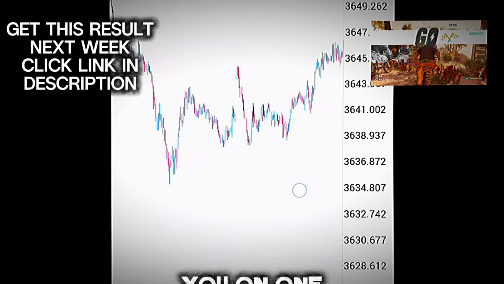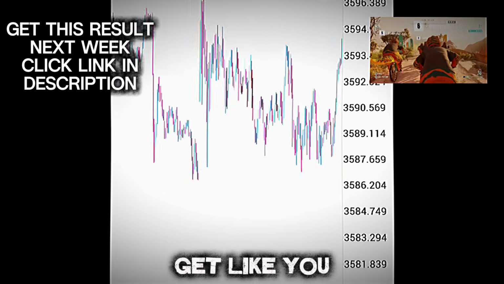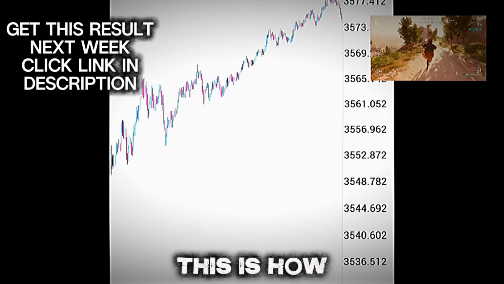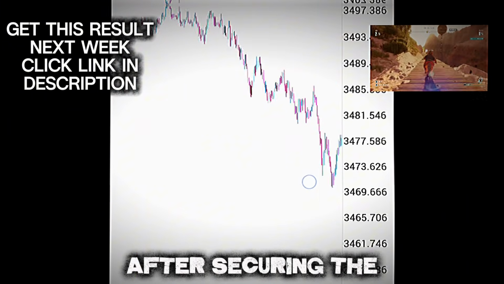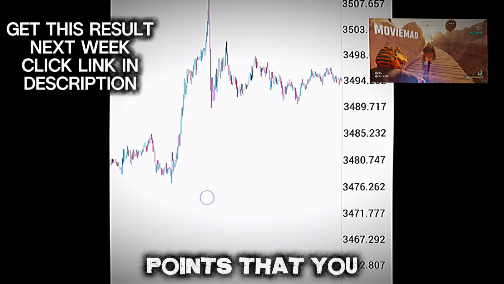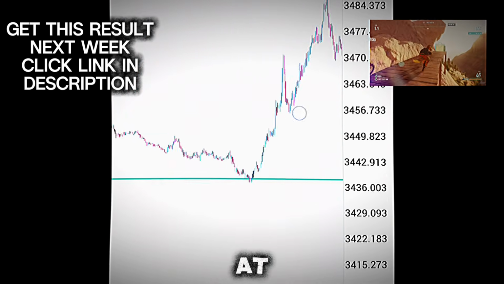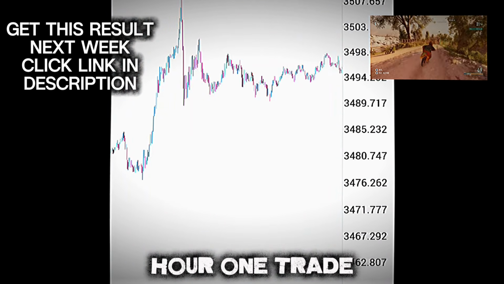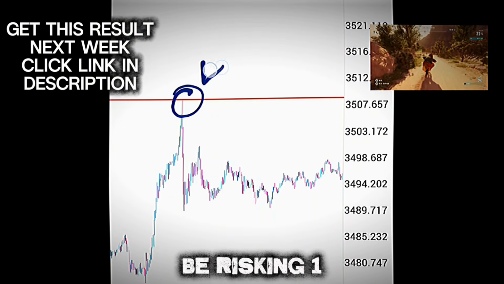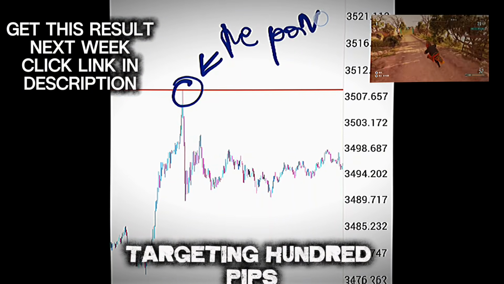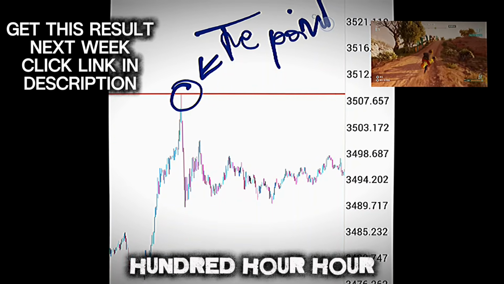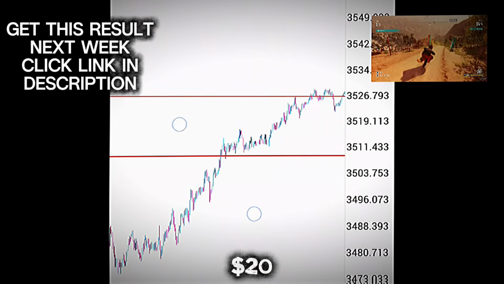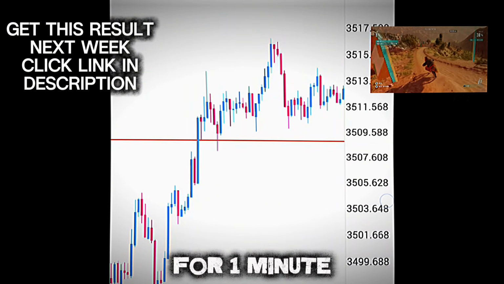So let me just show you on the 1-minute time frame how you can get tighter entries, and that's bringing us to number 4. This is how you get tighter entries after securing the points that you want to enter at. Basically, if you want to be getting 100 on one trade, you want to be risking a 1 pip stop loss and targeting 100 pips, which means if you risk $20, you're walking away with 100 times that $20. You want to always look for a 1-minute entry.